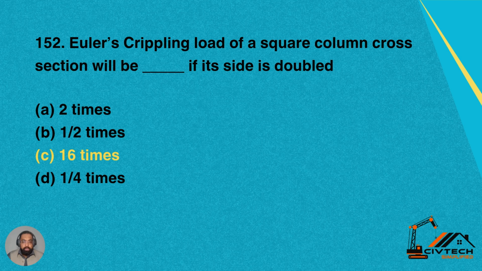Question 152. Euler's crippling load of a square column cross section will be dash if its side is doubled. Option A 2 times, option B 1 by 2 times, option C 16 times, option D 1 by 4 times. C is the correct answer, 16 times. Euler's crippling load of a square column cross section will be 16 times if its side is doubled.